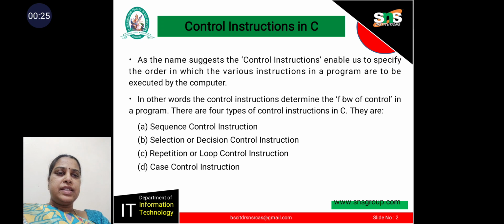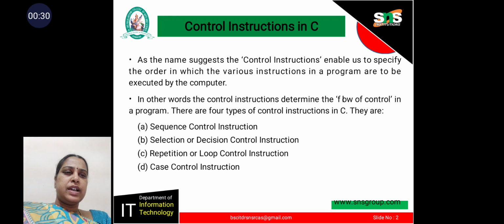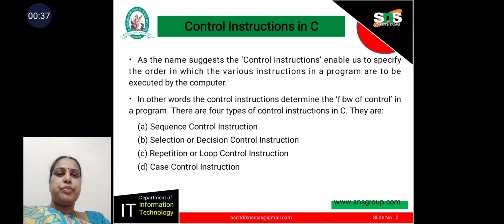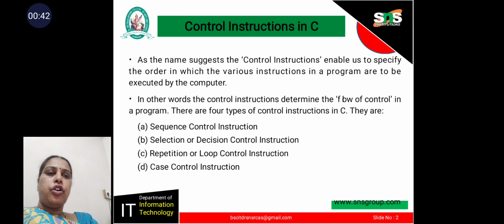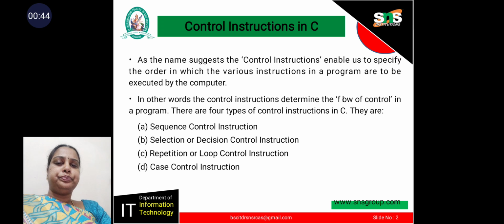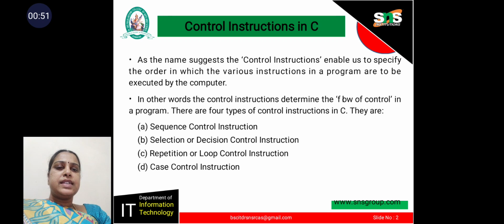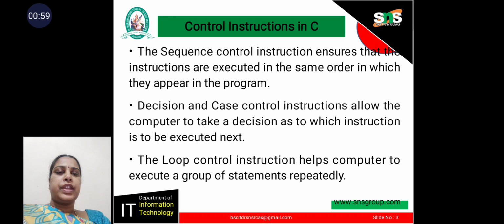Control instructions in C. As the name suggests, the control instruction enables us to specify the order in which the various instructions in a program are to be executed by the computer. In other words, the control instruction determines the flow of control in a program. There are four types of control instruction in C: sequence control instruction, selection or decision control instruction, repetition or loop control instruction, and case control instruction.